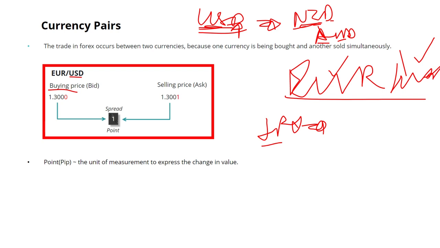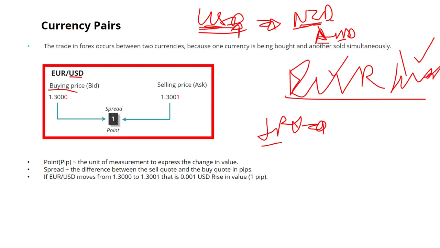A pip is the unit of measurement to express the change in value. In other words, the pip is the smallest unit of a currency. And what is the spread? The spread is the difference between the sell quote, which is the selling price, and the buy quote, which is the buying price, in pips. So if you say 1.3001 minus 1.3000, it simply means we have 1 pip. So 1 pip is the spread in this case.